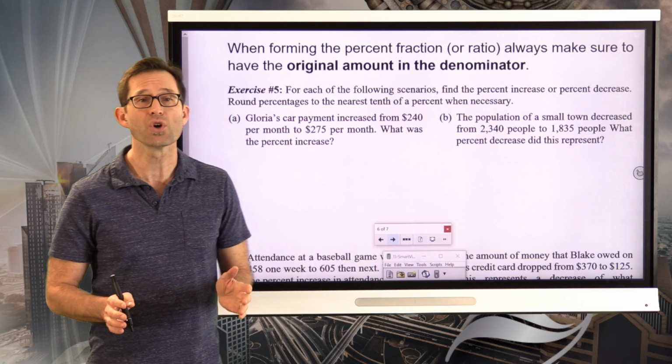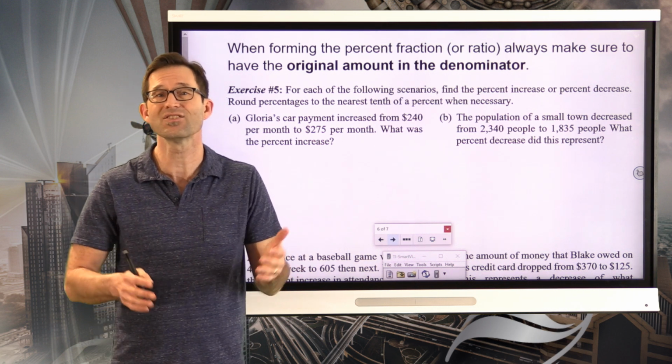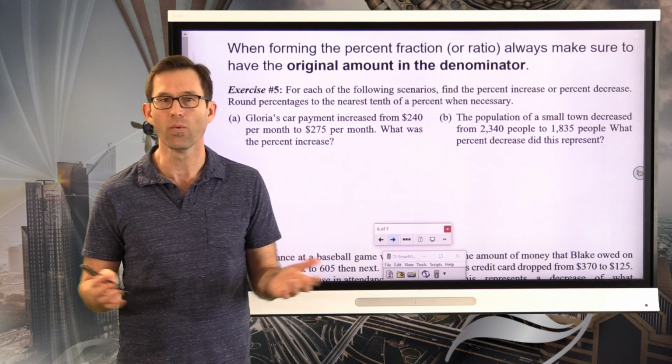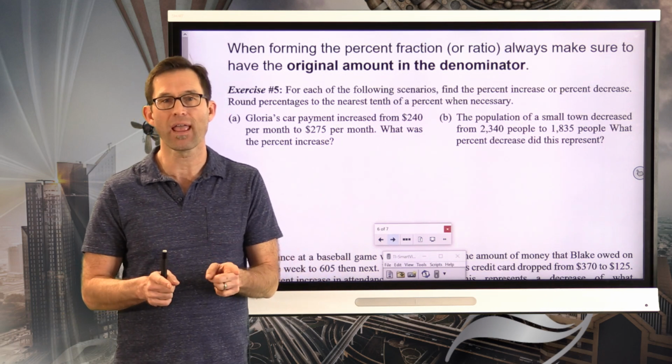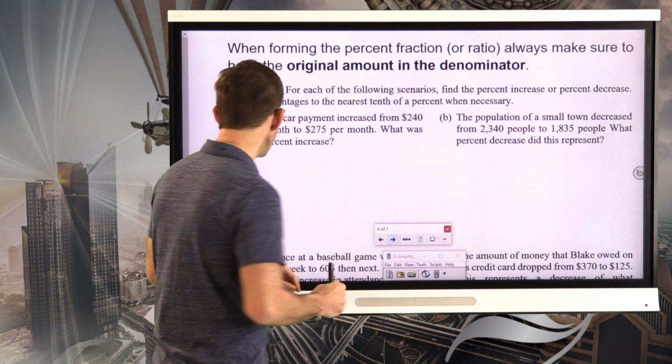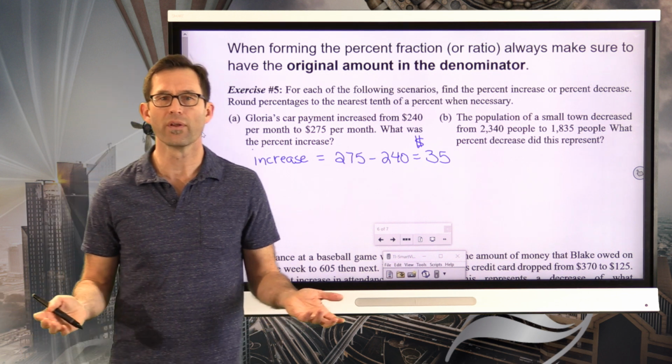Okay, great. So before you ever do percent increase and percent decrease, the first thing you really have to figure out is just how much the thing, whatever the thing is, in this case it's a car payment, how much the payment increased. So the actual increase itself, not the percent increase, but the increase itself, is just given by my 275 minus 240, or $35. So Gloria's car payment went up $35.